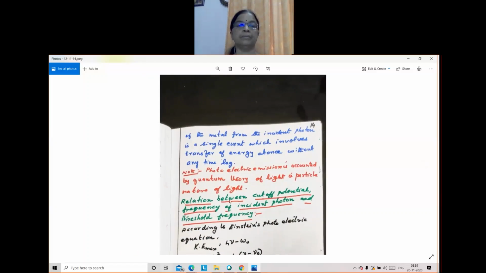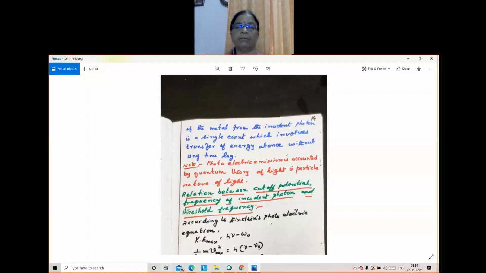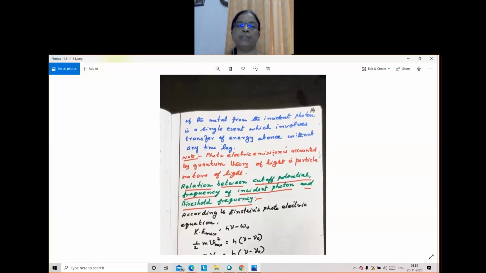Next, photoelectric emission is accounted for by the quantum theory of light. That is the particle nature of light. That is an important point. Photoelectric emission is accounted for by the quantum theory of light and the particle nature of light. Sharing this point.